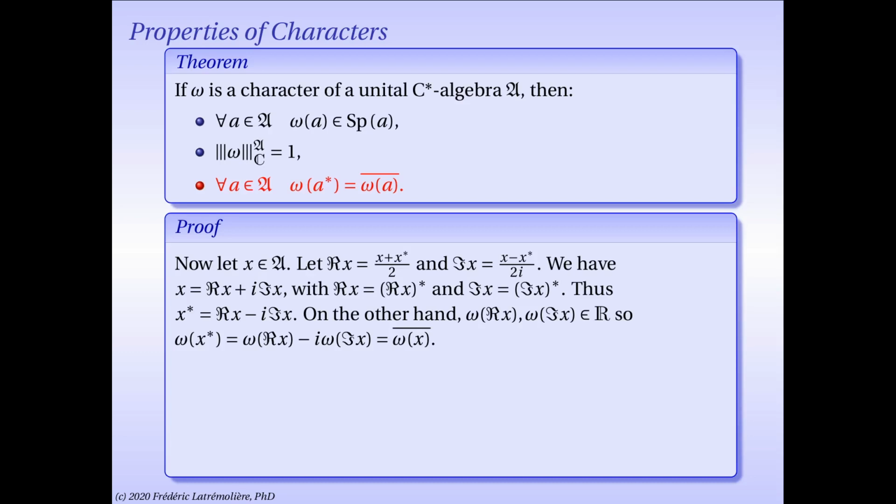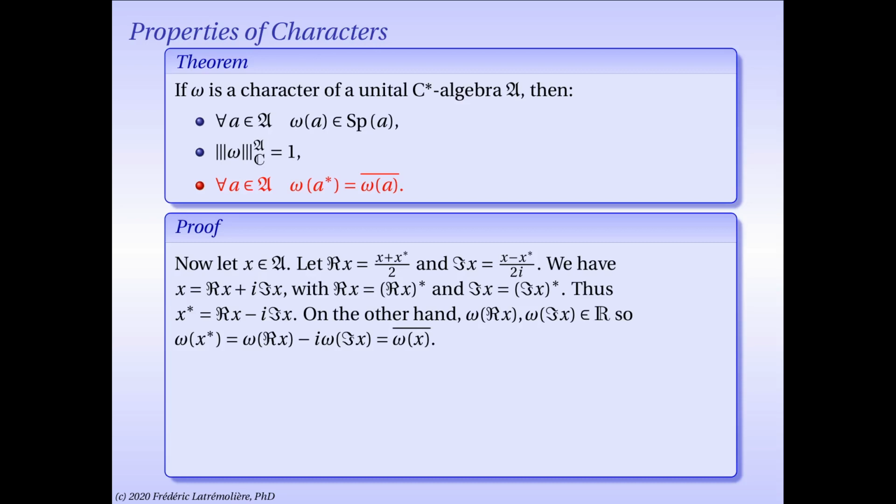So we can apply omega to x star. Omega is linear, so we get that this is omega of the real part of x minus i times omega of the imaginary part of x. We could also have applied omega to x, and we would have gotten that omega of x is omega of the real part of x plus i times omega of the imaginary part of x. So because omega of the real part of x and omega of the imaginary part of x are real numbers, since the real part and the imaginary part are self-adjoint, we have shown that omega of the adjoint of x is the conjugate of omega of x. It is important here to use that omega of the real part of x and omega of the imaginary part of x are real numbers, so that indeed we have the desired relation.